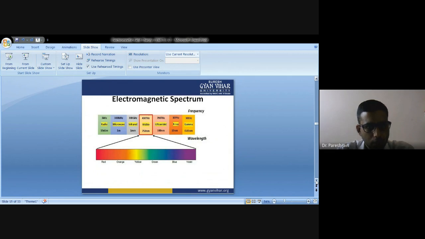According to the visible light, we have red, orange, yellow, green, blue, and violet colors in this visible light.